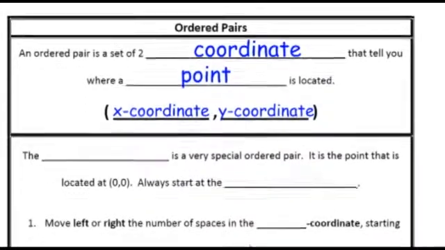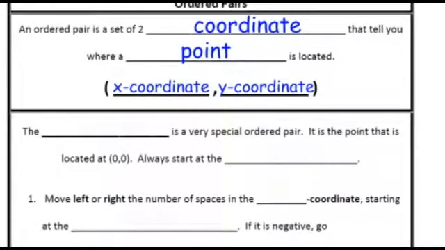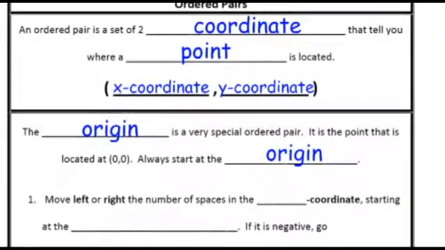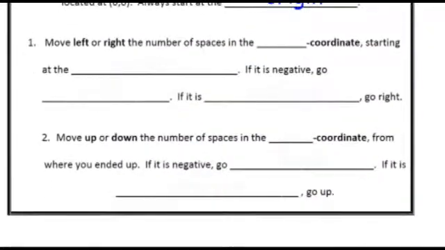So an ordered pair is a set of two coordinates that tell you where a point is located. They go in alphabetical order, x, y. We have our x coordinate and our y coordinate. And we're going to look at how we use these to plot where our ordered pair is located. The origin is a very special ordered pair. It's the point that is located at 0, 0. This is always the start. Okay, we always start at the origin. The origin is dead center, right in the middle of those crosshairs, the x and y axis.